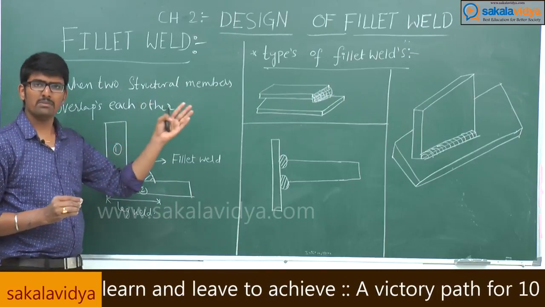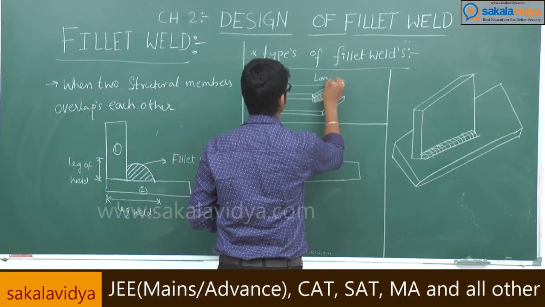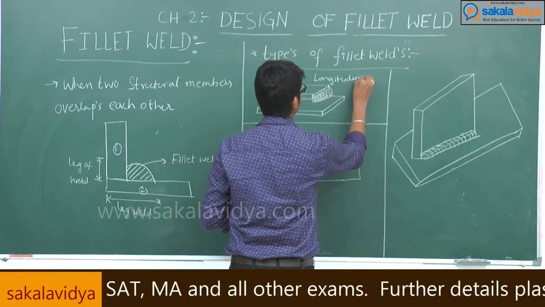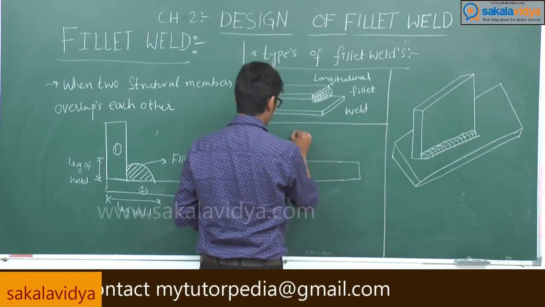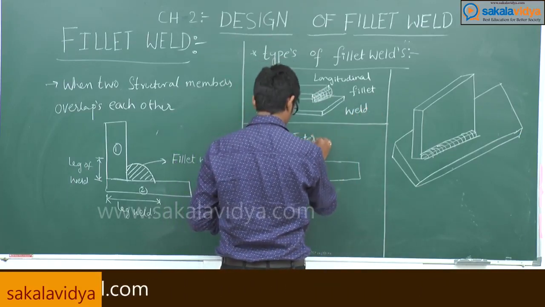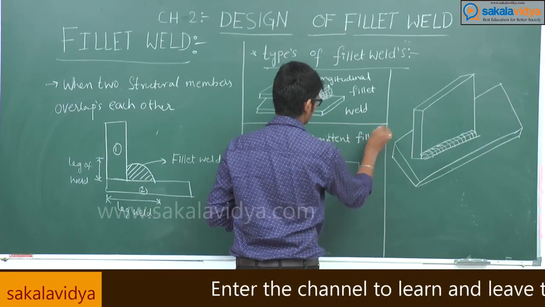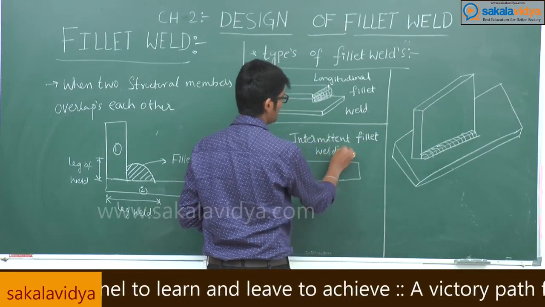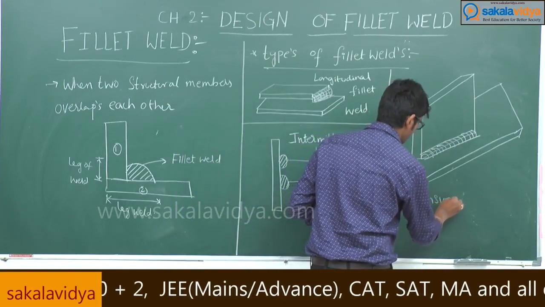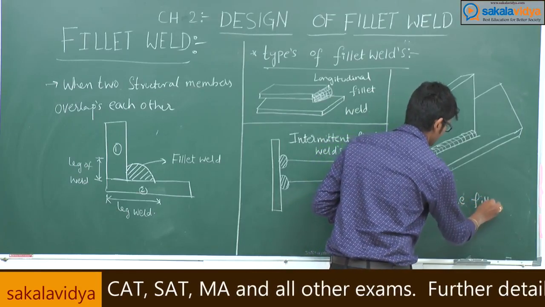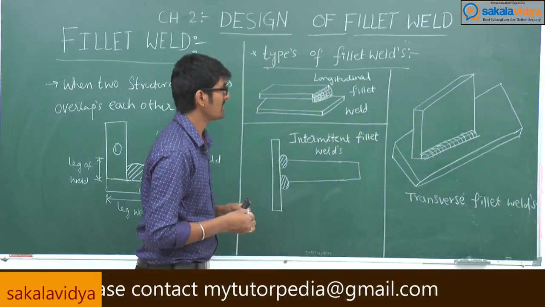So what are the different types of fillet welds we are having? There are 3 types: longitudinal fillet welds, intermittent fillet welds, and the last one is transverse fillet welds. So fillet welds are of 3 types.